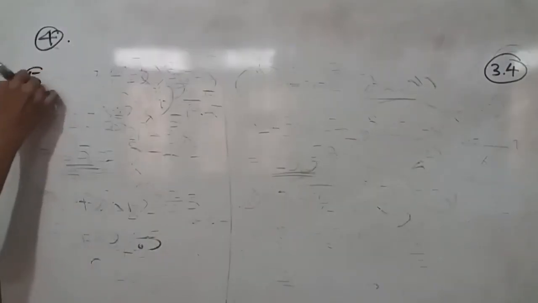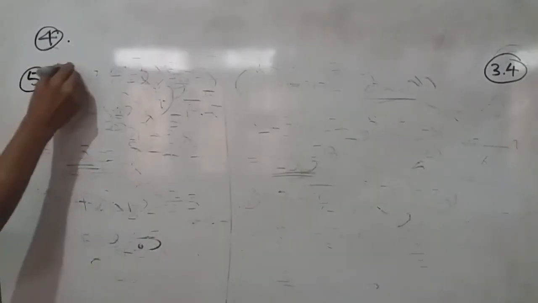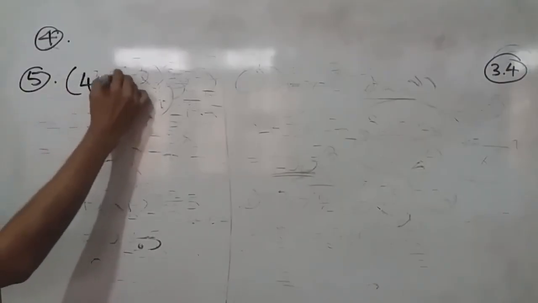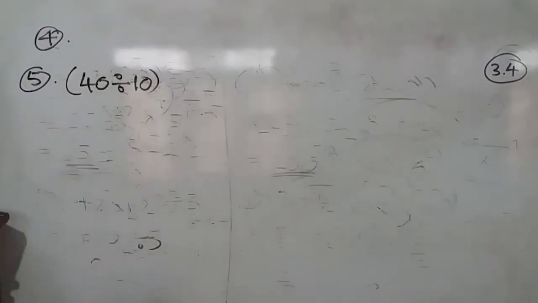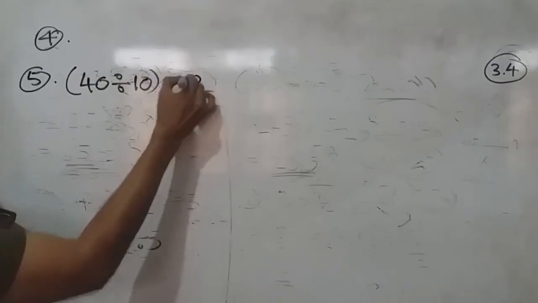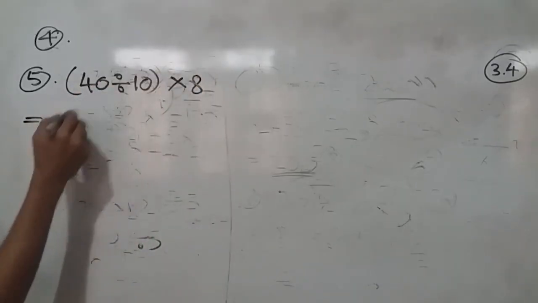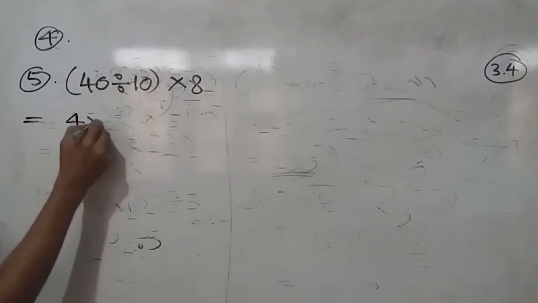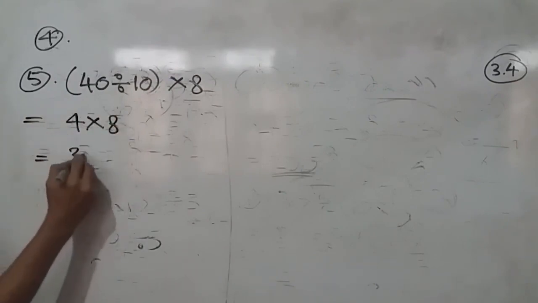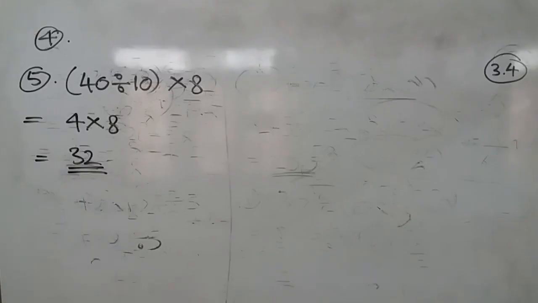Question number 5. 40 divided by 10 times 8. So we have to simplify the brackets. 40 divided by 10, that becomes a 4. 4 times 8. 4 times 8 is what? 32. So the answer is 32.